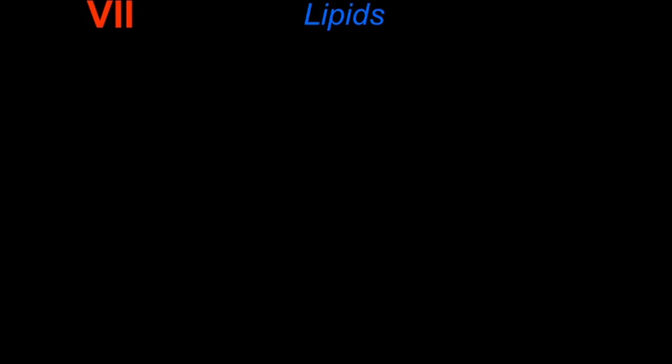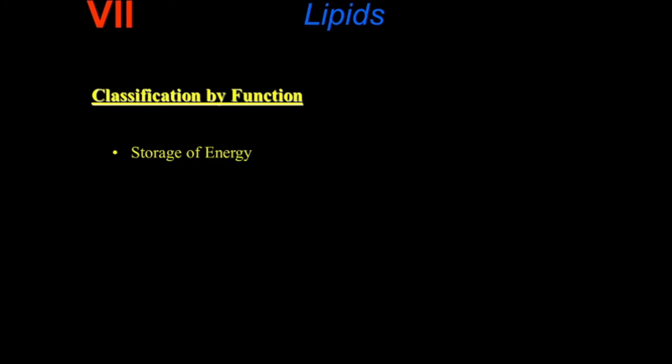Found in living organisms, lipids are a family of substances that are insoluble in water but soluble in polar solvents and solvents of low polarity such as diethyl ether. There are several classifications of lipids. First, classification by function. Lipids play three major roles in human biochemistry. They store energy within fat cells. They are parts of membranes that separate compartments of aqueous solution from each other, and they serve as chemical messengers.